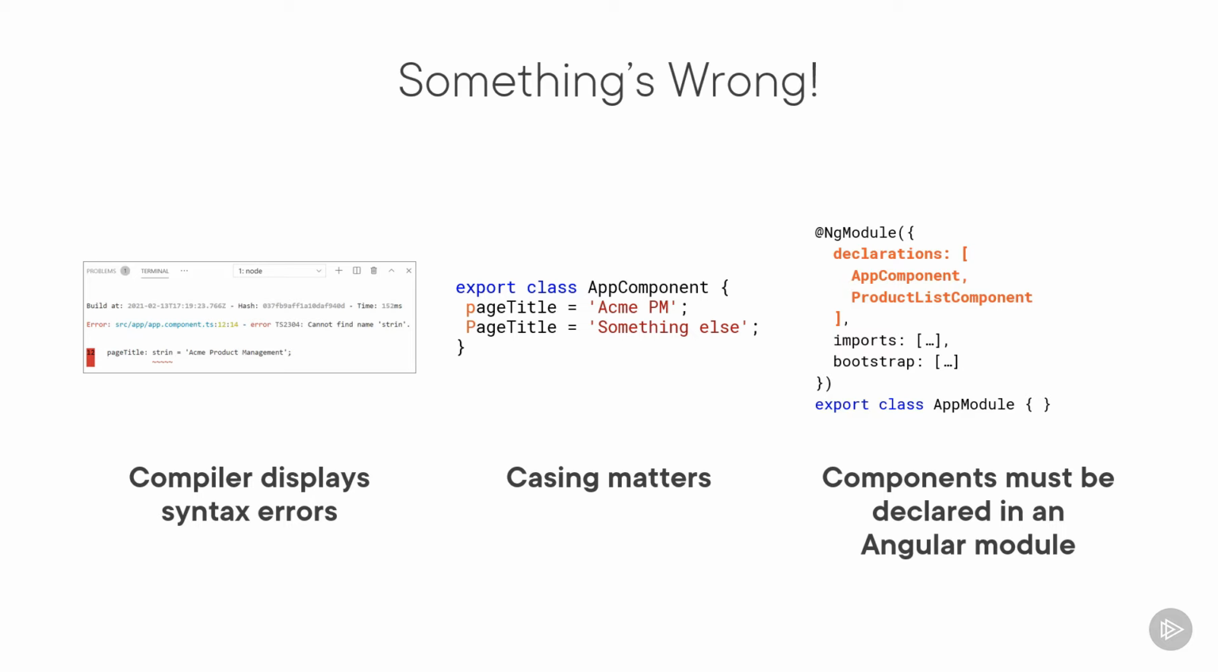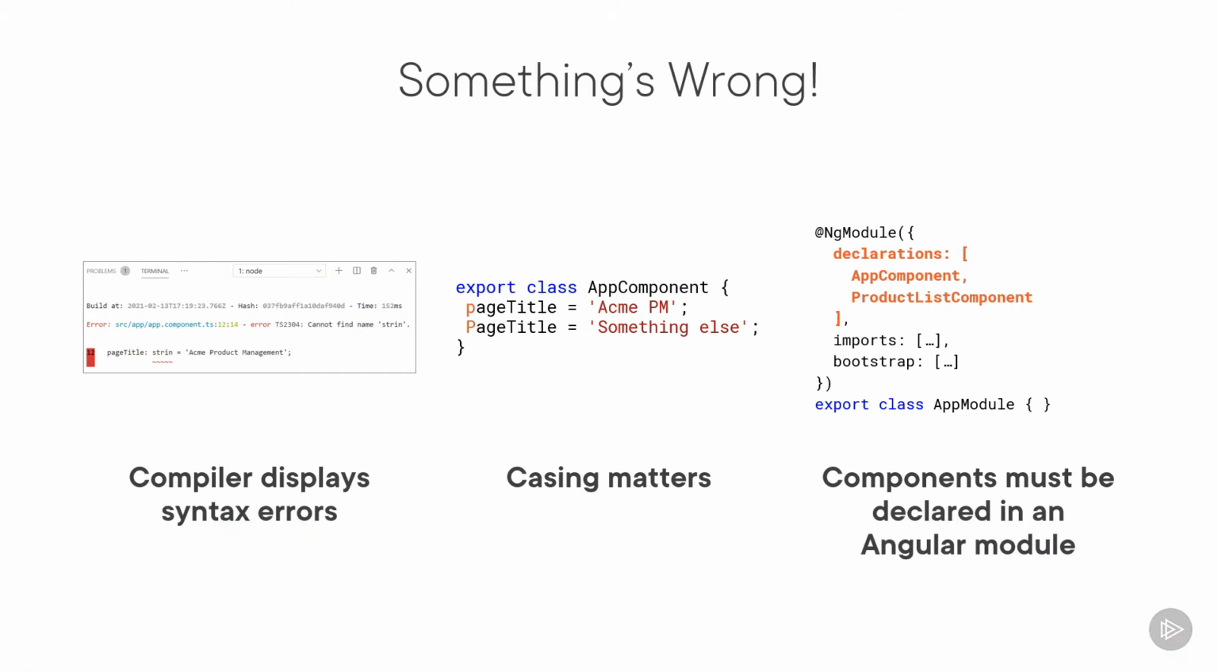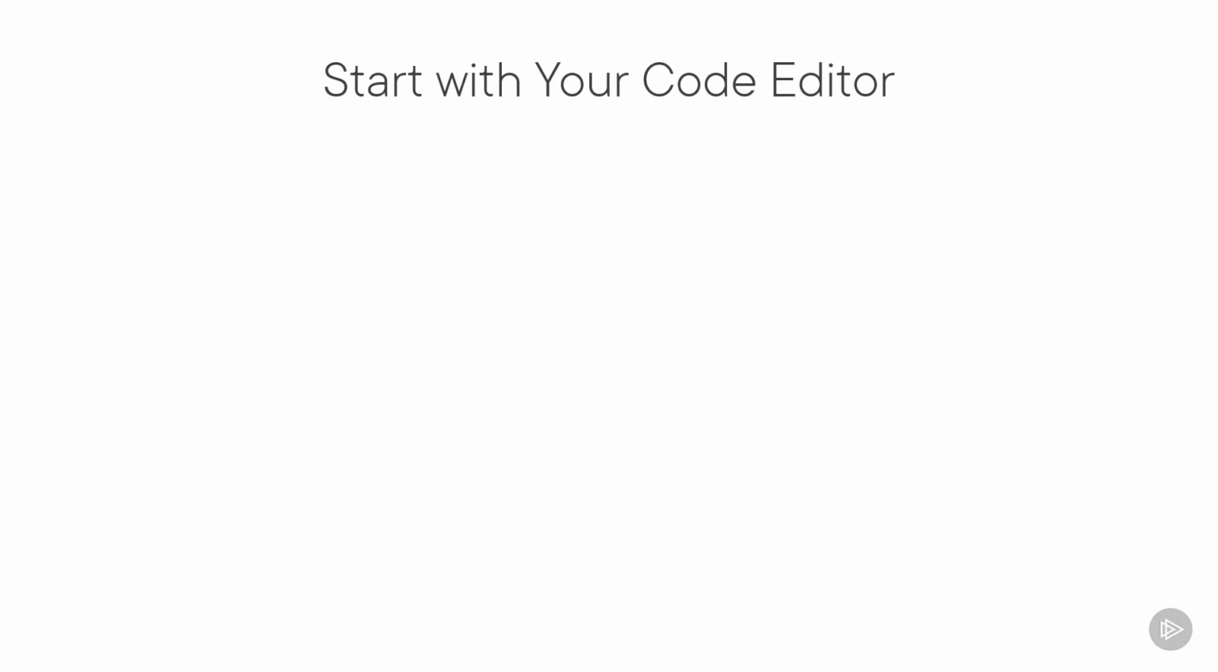Components must be declared in an Angular module. You can think of an Angular module as a project file that references all the component parts of the application. If something went wrong when adding a component, recheck your modules and ensure the component is referenced. Your code editor is often the best place to start if your application isn't working.